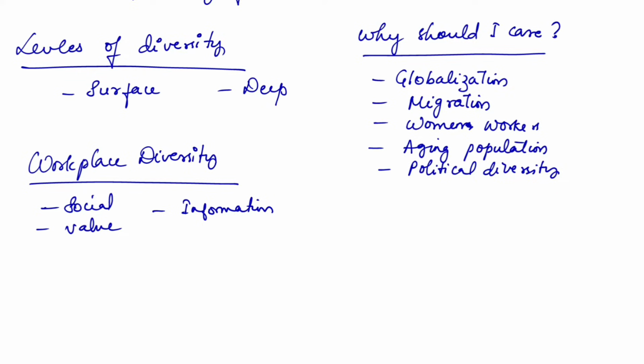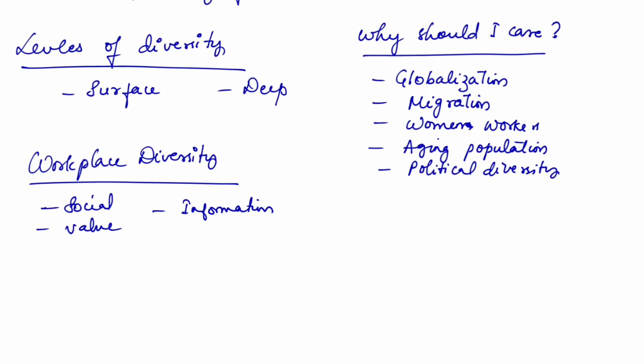So we never know from which background or what situation our employees are coming. We should be more inclusive, right? So we should be aware of that. Then only we can be good managers to everybody. There is an aging population, political diversity is there, so all those things make it more and more evident that we should all care about diversity.